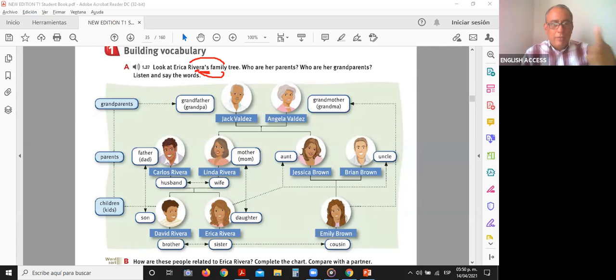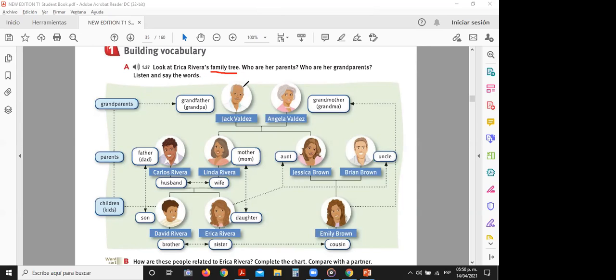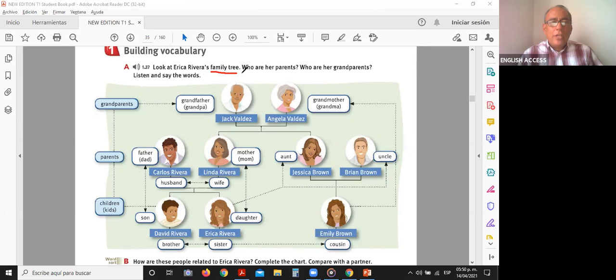Can you see it? ¿Lo pueden ver? The possessive noun right here. So we are talking about the family of Erika Rivera. Erika Rivera's family tree. What does family tree mean in Spanish? Family tree. Árbol familiar. Exactly.